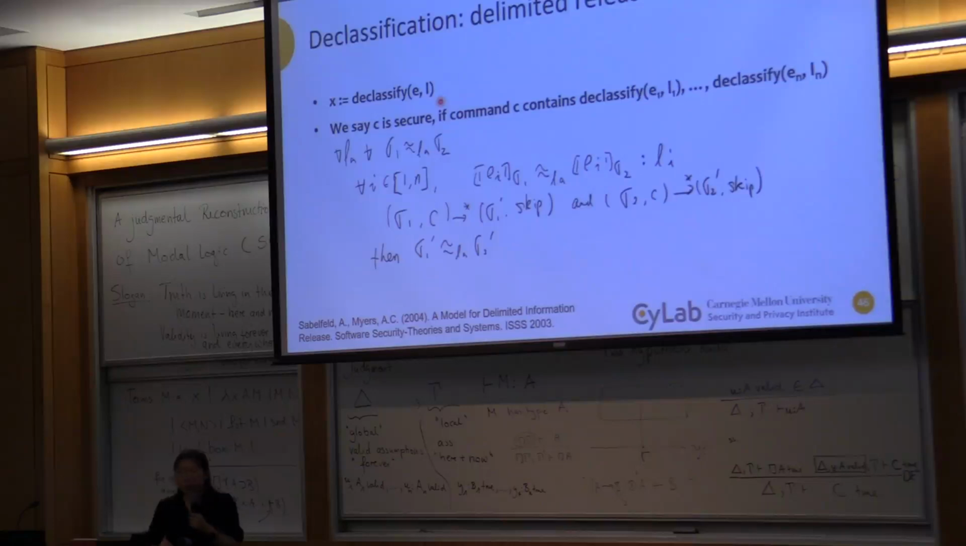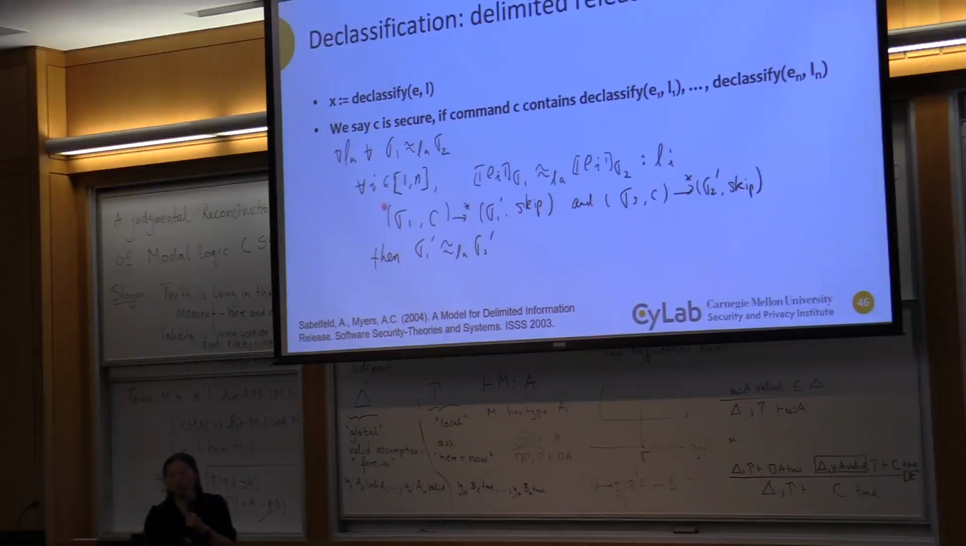Our early papers tried to be a little more rigorous. This is delimited release, which is a little bit more syntactic. The idea is that I'm going to syntactically look at my program, and my program contains exactly these declassification operations. I don't know whether they will all be called or not, but I saw them in my syntax. So in the worst case, all of them will be called. Let's say that I have n such operations, from declassify E1 to label L1, and so on and so forth.